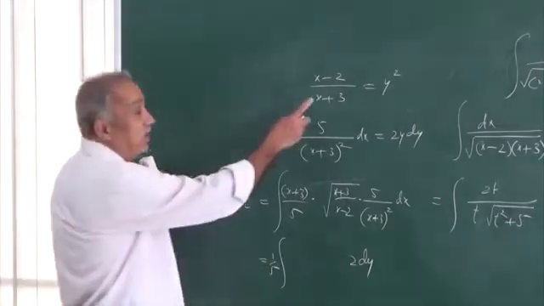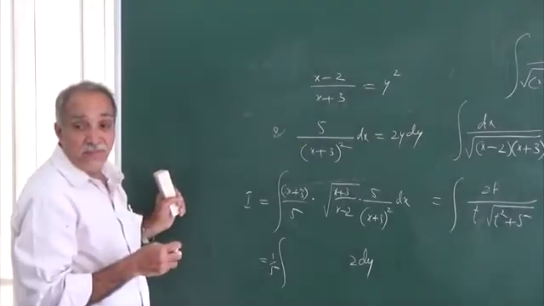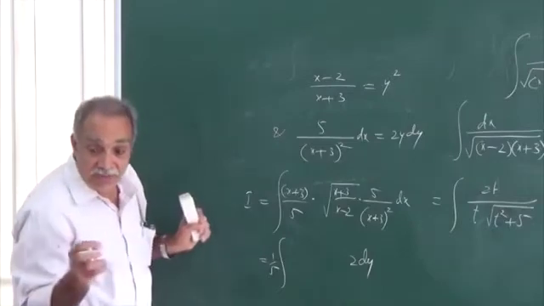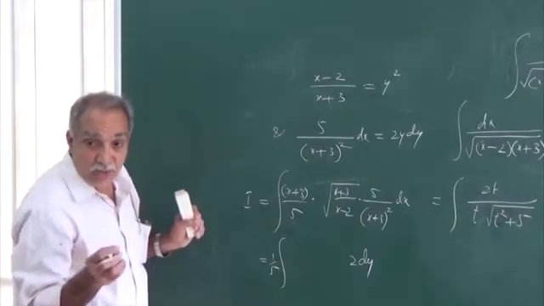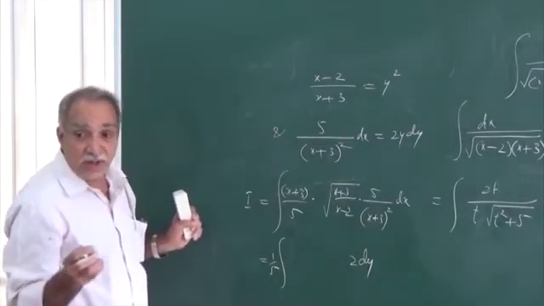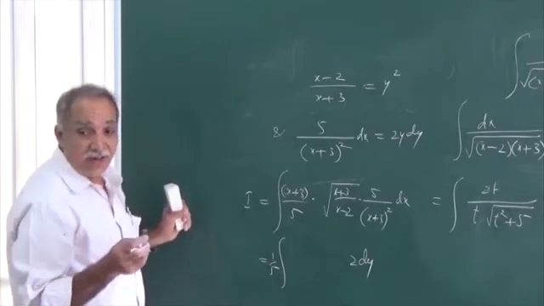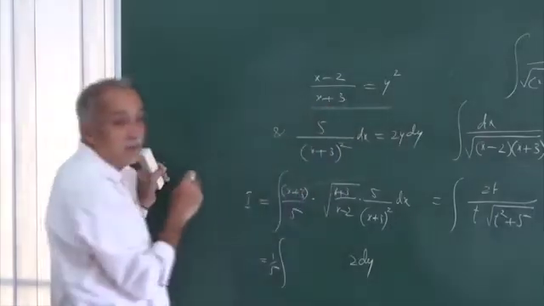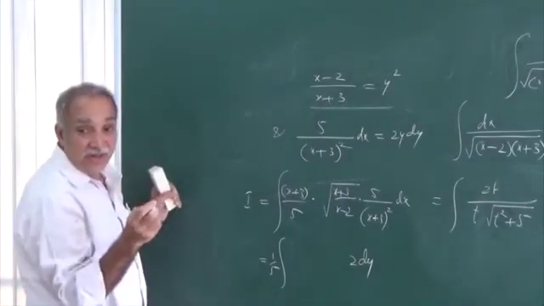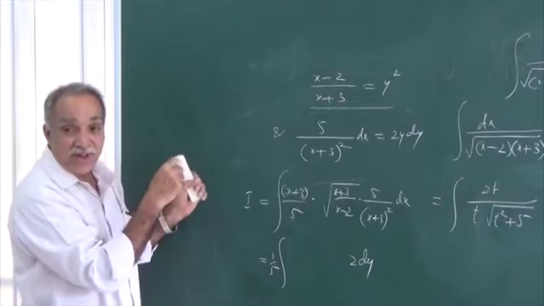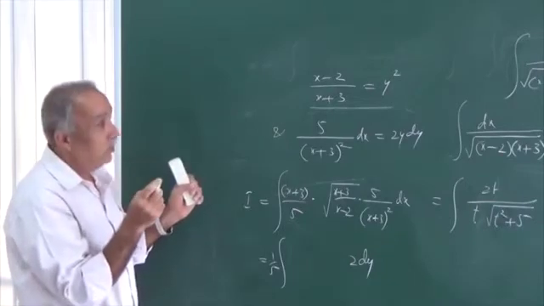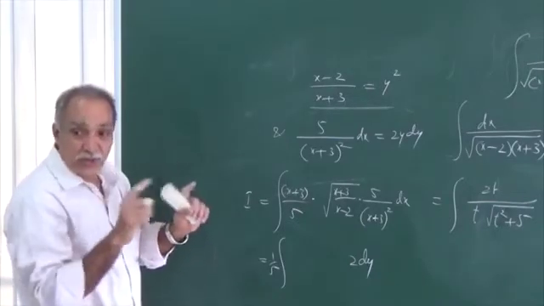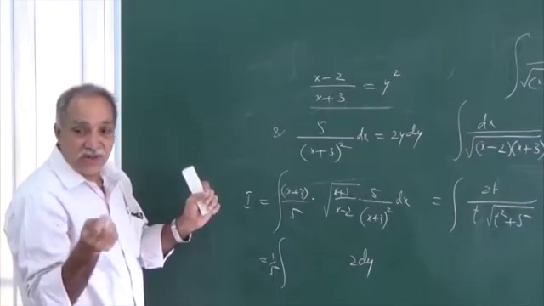What is an equivalent of x plus 3? 1 by 5 into 1 minus y square. Okay, how did you get it? I got it as 1 minus 5 by x plus 3 is equal to y square. One second, I will just give my explanation. Later you find out whether the two explanations agree or yours is different.